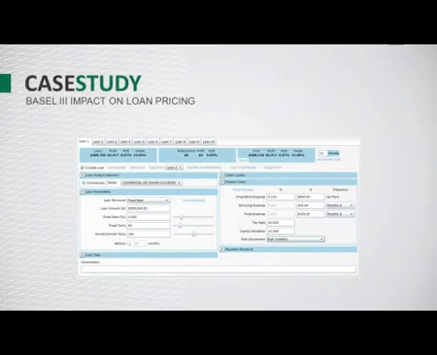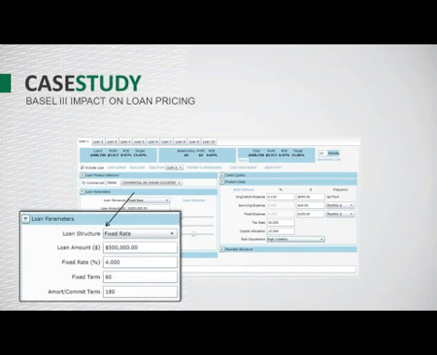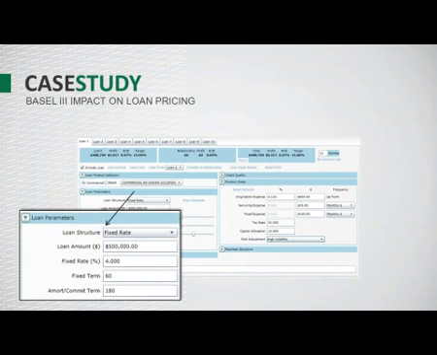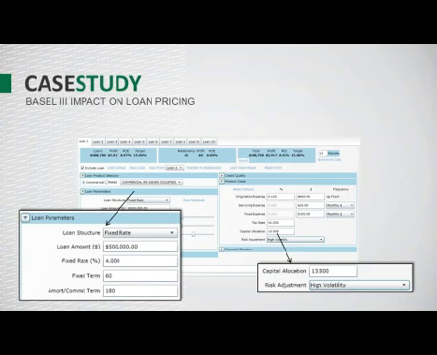So we'll zoom forward here to our results screen. Again, a summary of our loan inputs, exactly the same as our initial screenshot. But here's where we're changing that risk adjustment. We've gone from moderate volatility up to high volatility. Our capital allocation has gone from 9% to 13.5%.